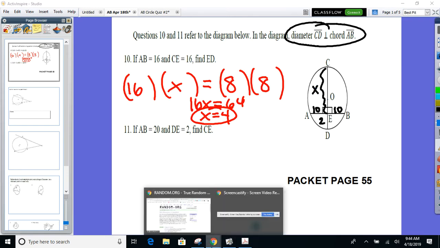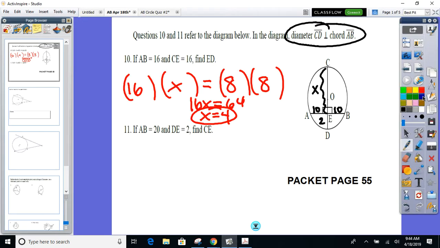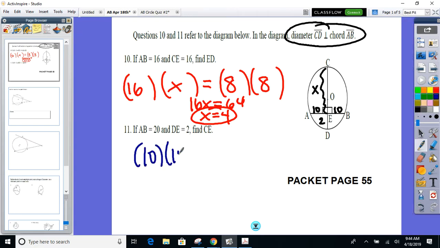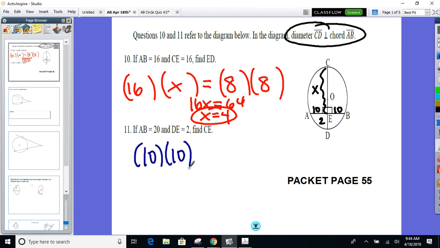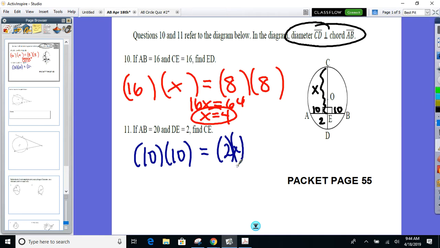All right, what did you set up for me? You're up. What did you set up for this one? 10 times 10, the two parts of this chord AB, and 2 times X. Got it. So we got 50. CE, got it. Okay, any issues there?